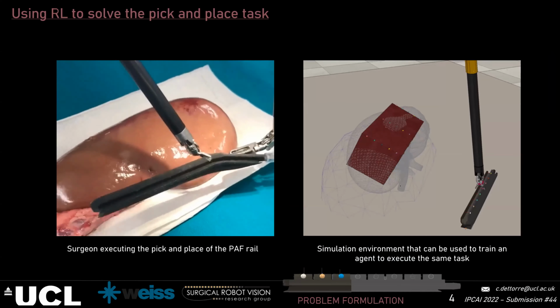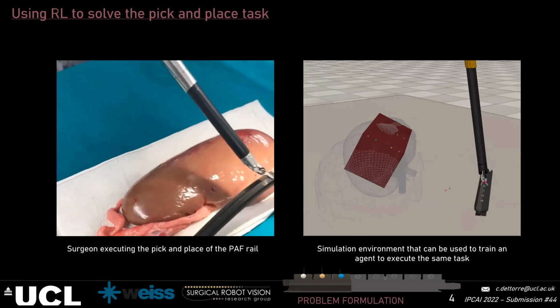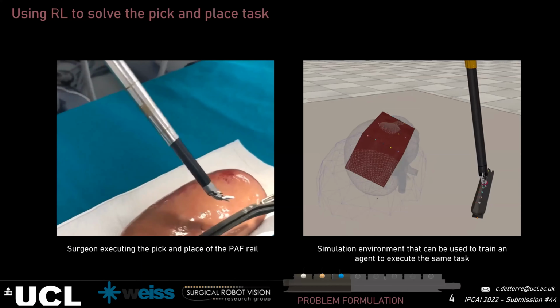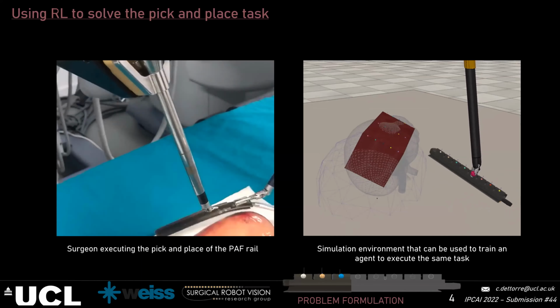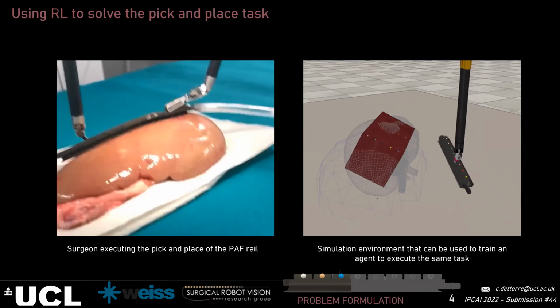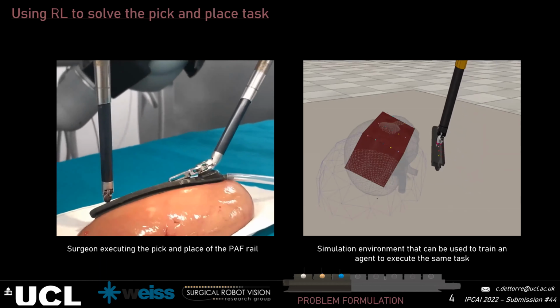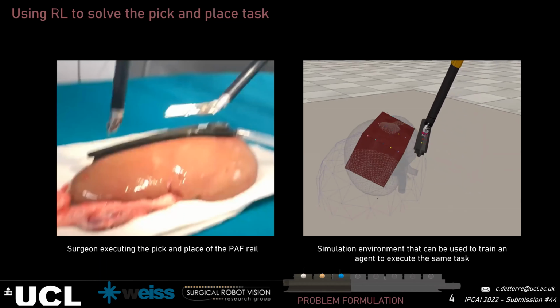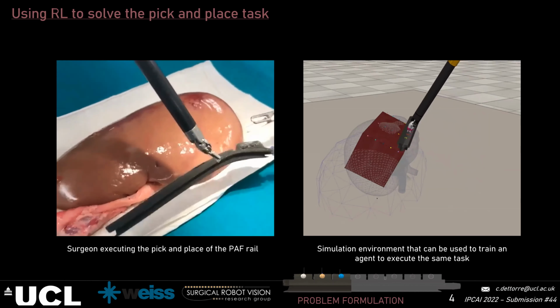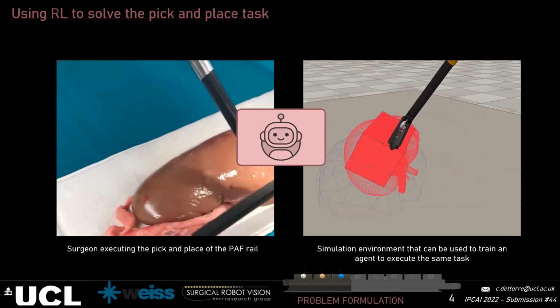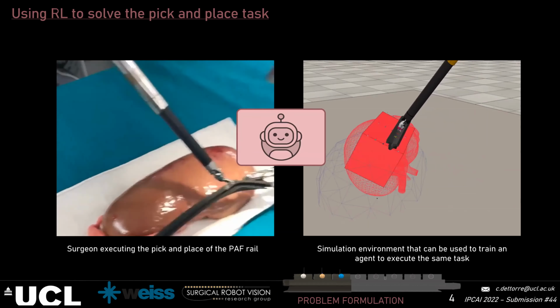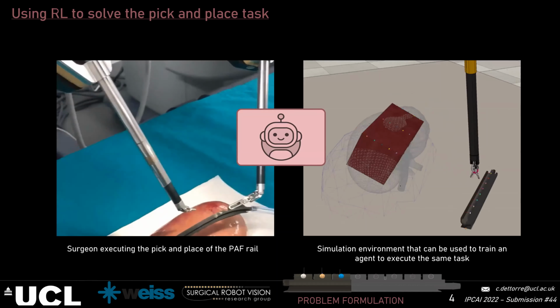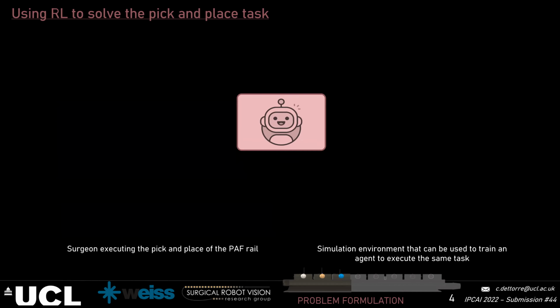With a better understanding of the clinical context and of the PAF rail, this work aims to automatize the pick and place of the PAF rail to support surgeons during long and demanding surgical procedures. To achieve this goal, we rely on the use of a deep reinforcement learning agent to learn how to execute the task.